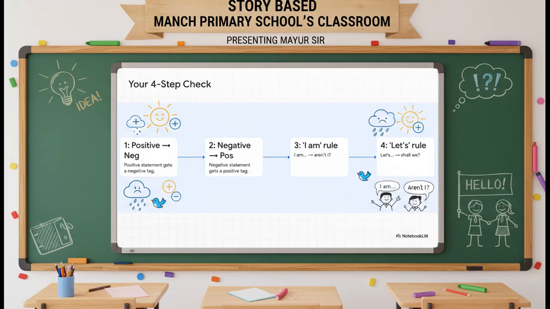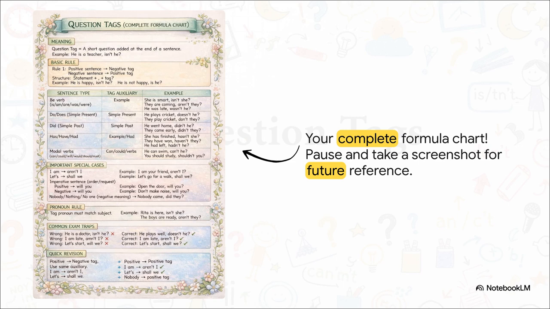Whew, okay, let's boil this all down. I've got a super simple 4-step checklist for you. Ready? Step 1, positive sentence, use a negative tag. Step 2, negative sentence, use a positive tag. Step 3, see I am, your tag is aren't I. Step 4, see let's, your tag is shall we. That's it. Seriously, that's the whole system right there. 4 easy steps. And to make it even easier for you, here is the complete chart. It's got everything we just talked about all in one place.